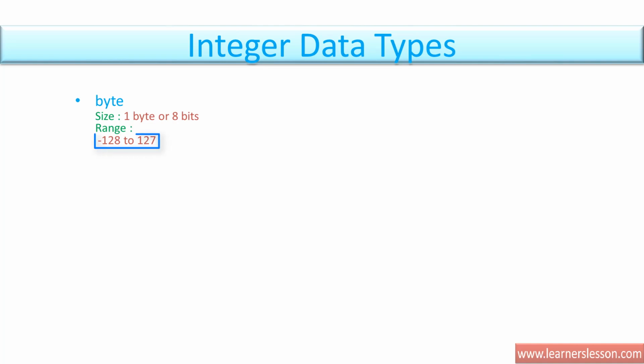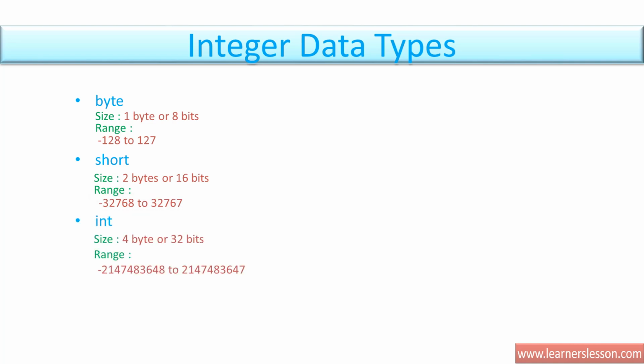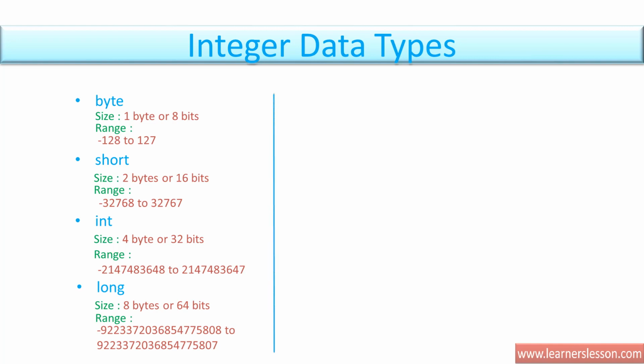Byte can only store a value between -128 to 127. Similarly, short is going to store a value within the range -32768 to 32767, and if you need a larger value you can use int, which has this particular range, -2147483648 to 2147483647. And if you want to store a very long number, you can use long. So let us see the example.